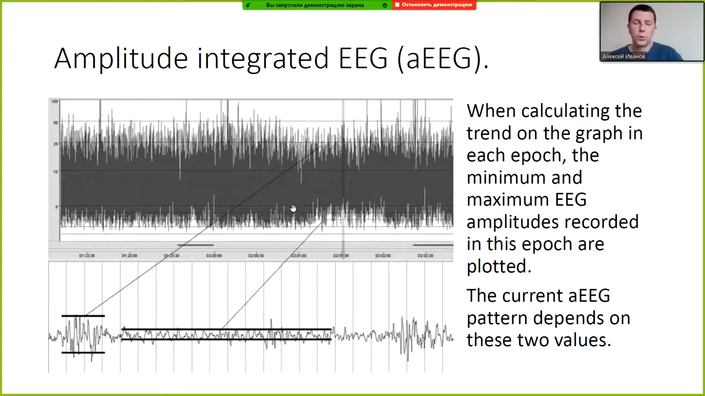On this slide we can see how the EEG trend is calculated. Here we can see a native EEG trace with low amplitude areas and high amplitude areas, and all these EEG epochs will be shown in the EEG trend as only one line from minimum up to maximum amplitude in this area.